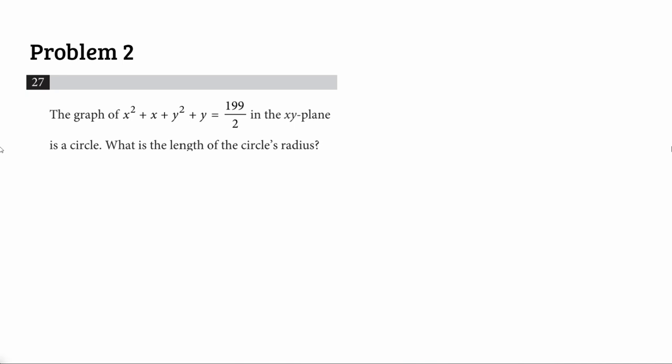So this problem here is definitely one of the toughest SAT problems I've seen. So we're told that the graph of x squared plus x plus y squared plus y is equal to 199 over 2, and that this graph is a circle. And we're asked what is the length of the circle's radius.